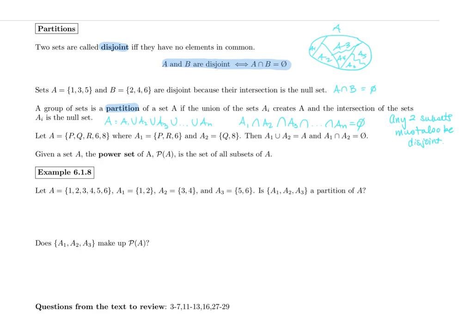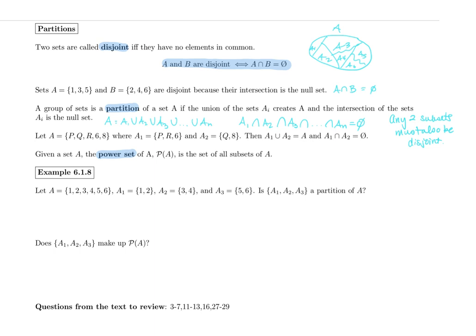One other property of sets is a power set. So if we're given set A, the power set of A, which is this funny looking P of A, is the set of all subsets of A. So if we let, as an example here, our first set A be {1, 2, 3, 4, 5, 6}. We're going to define subset A1 as {1, 2}, subset A2 is {3, 4}, and subset A3 is {5, 6}. Is {A1, A2, A3} a partition of A?